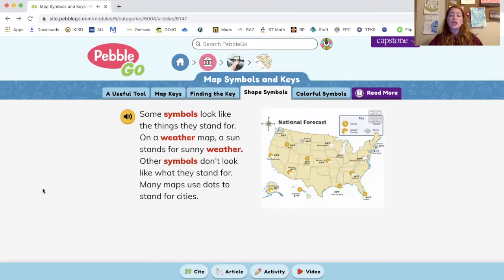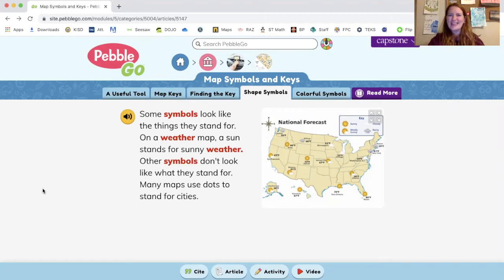Some symbols look like the thing they stand for. On a weather map, a sun stands for sunny weather. Other symbols don't look like what they stand for. Many maps use dots to stand for cities.